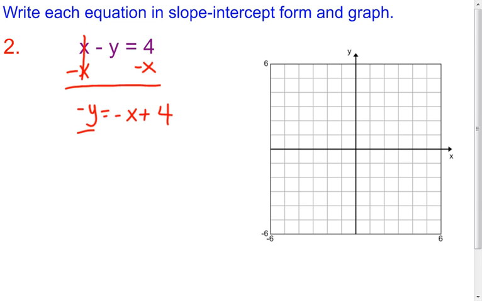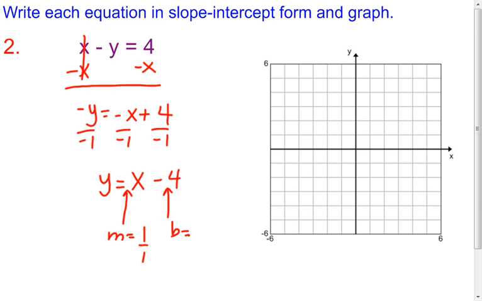I can divide by negative 1 all the way across. Negative x divided by negative 1 is positive x. 4 divided by negative 1 is negative 4. So my m comes from right here, which is not written, but it's 1, and you can even think about that as 1 over 1. And then my b, or my y-intercept, of course, comes right here, which is negative 4.